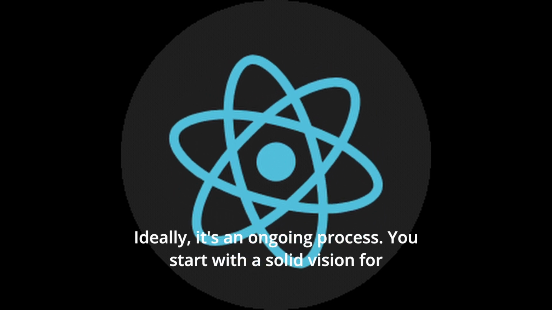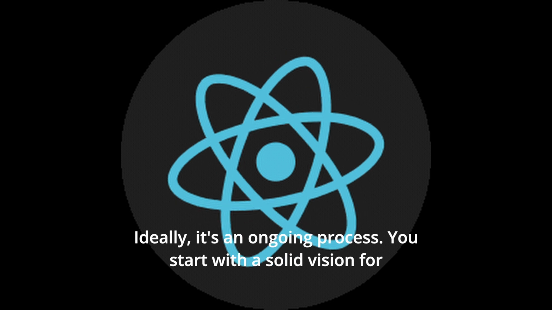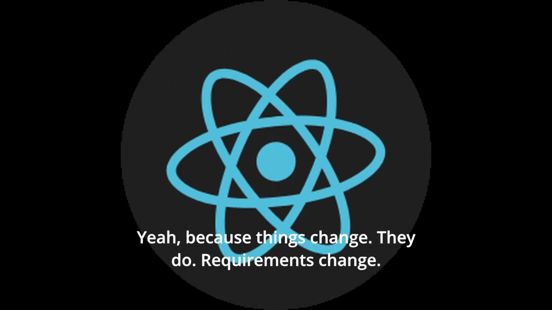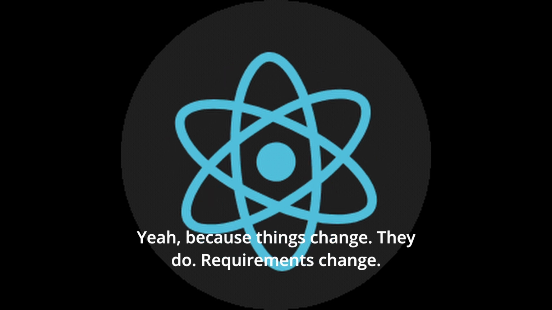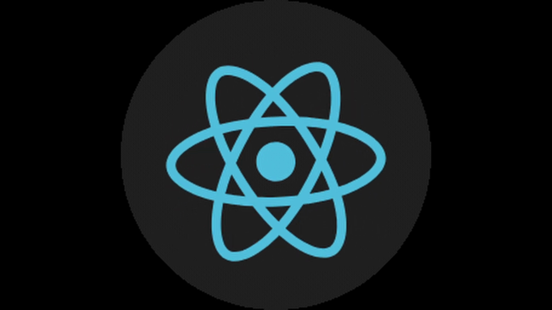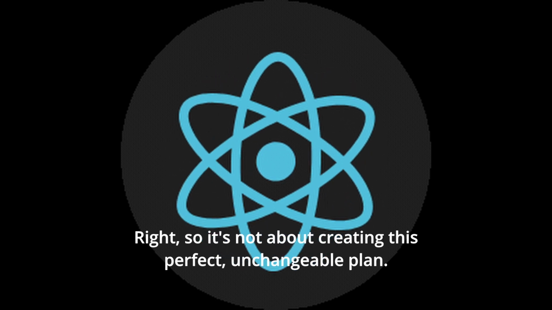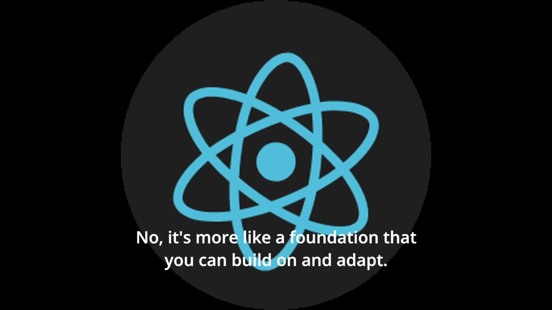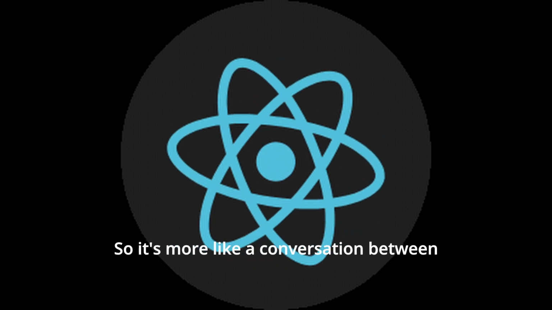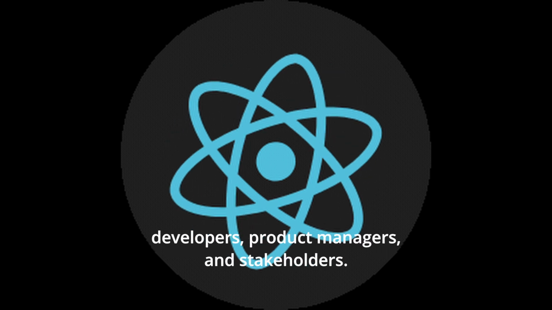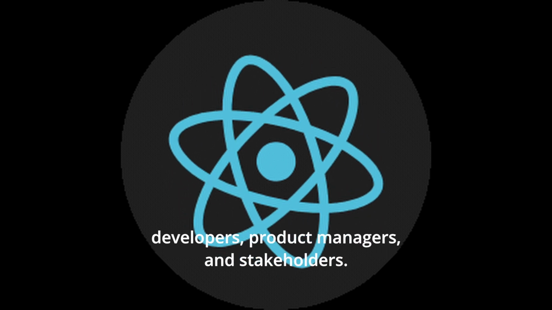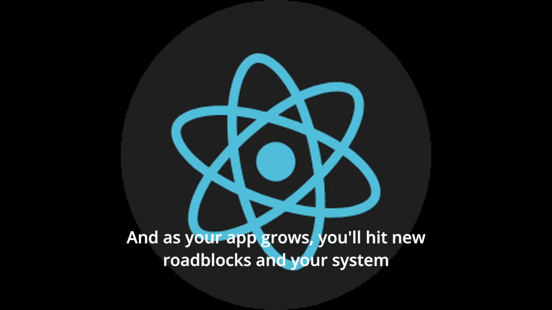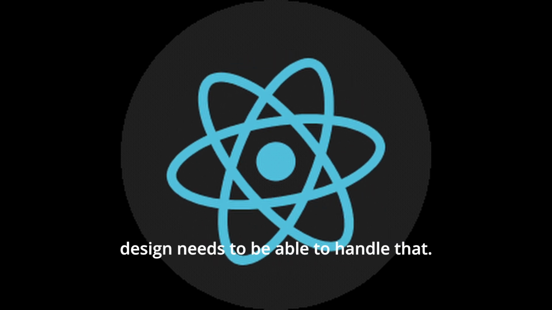Ideally, it's an ongoing process. You start with a solid vision for the architecture, but you've got to be flexible, because things change. Requirements change. New challenges pop up. So it's not about creating this perfect, unchangeable plan. No, it's more like a foundation that you can build on and adapt. So it's more like a conversation between developers, product managers, and stakeholders. Exactly. And as your app grows, you'll hit new roadblocks, and your system design needs to be able to handle that.